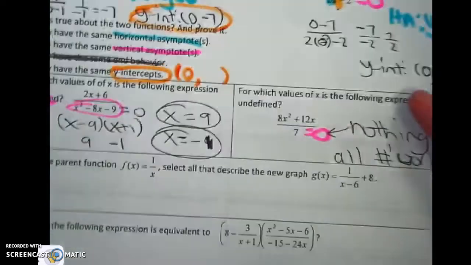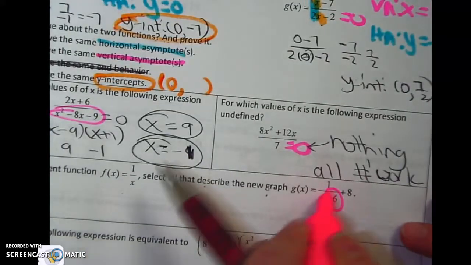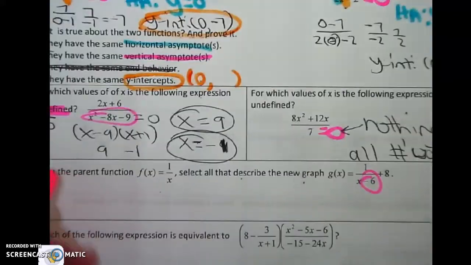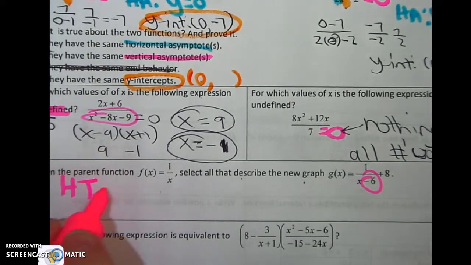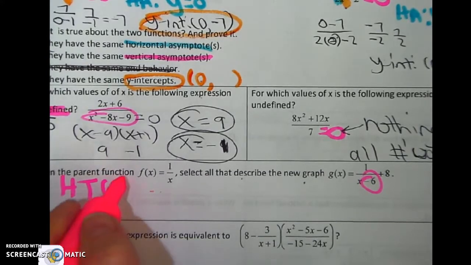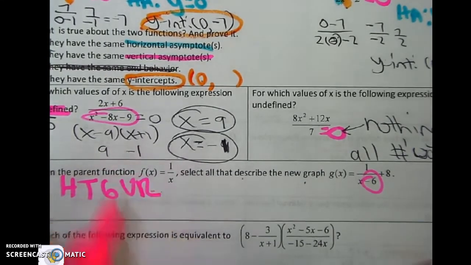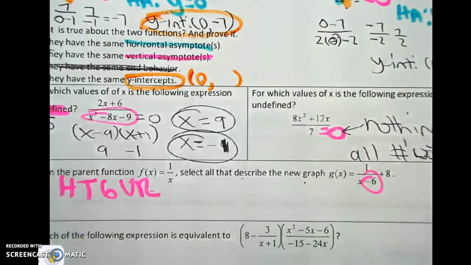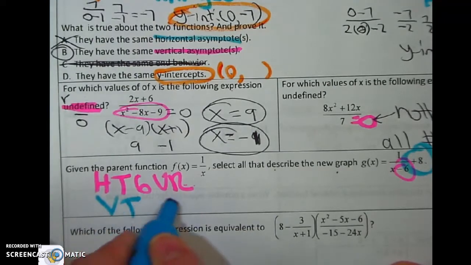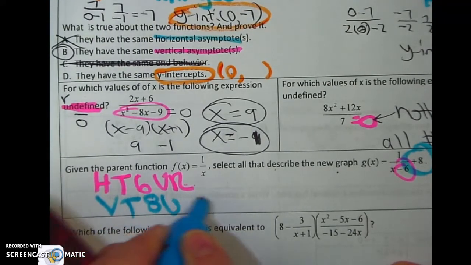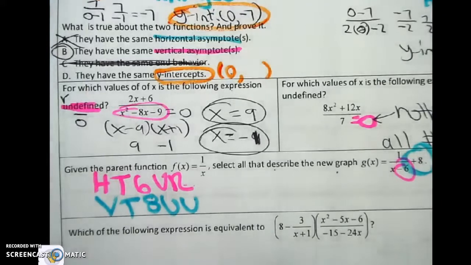All right, given the parent functions, describe the graph. So for the 6, now remember, I'm going to write this as an initial, but you have to write it out. So you have to write horizontal translation, 6 units, right. X isn't a straight shooter. Then the 8, vertical, write it out. Translation, write it out. 8 units, write it out. Up. That's what I want for that one.